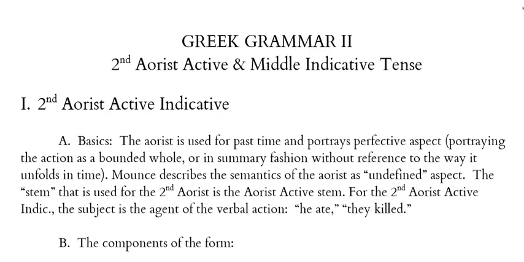And for this, the stem that is used for the second aorist is the aorist active stem. For the second aorist active indicative, the subject is going to be the agent of the verbal action. Subject performs the action of the verb. So he ate, they killed. These are the sorts of ways you would see the aorist active verb form translated.